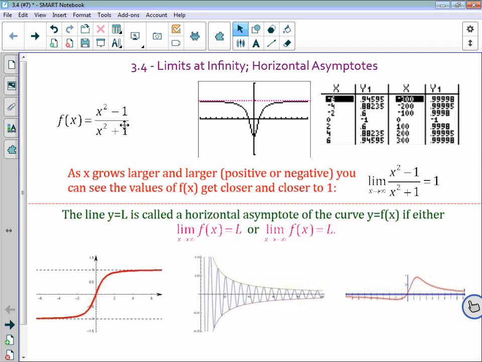Okay, so as x grows larger and larger, positive or negative, you can see the values of the function are getting closer and closer to 1. So you can say the limit as we approach infinity for this function is equal to 1. Okay, so questions on the concept of it? People always have these misconceptions about horizontal asymptotes. I hope I cleared them up with you guys last year.